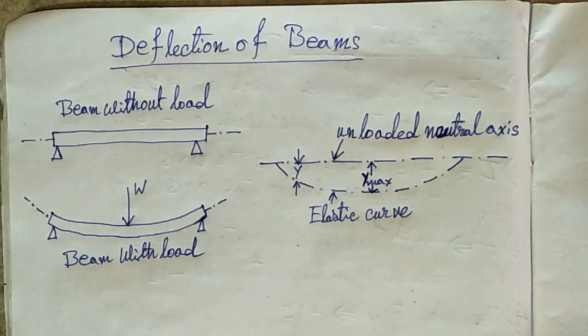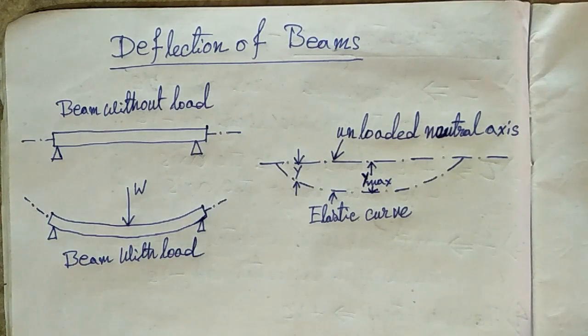But according to stiffness, mathematically we can say W by delta, where W is the applied load and delta is the maximum deflection or the slack. This criterion of beam design is equally important, and the beam should be adequately stiff to resist deflection. In other words, the beam should be stiff enough not to deflect more than the permissible limit.